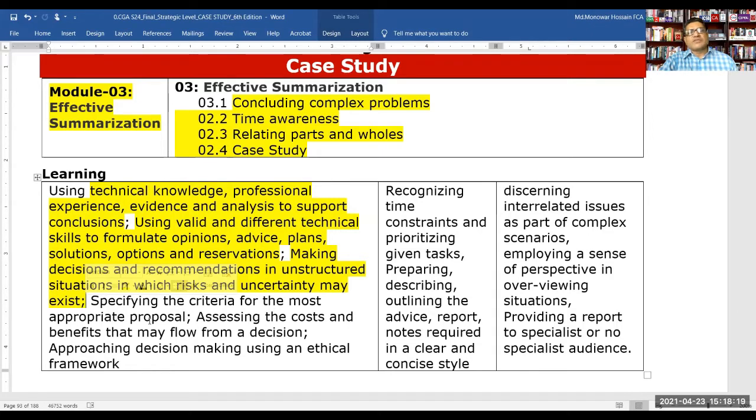assigning the cost and benefit that may flow from the decision, and approaching decision making using the ethical framework also. We have to recognize the time constraint and prioritize the given tasks, preparing and describing outlay, advice, reports, notices, and clearly we have to take different types of style, and we have to describe the interrelated issues within the complex scenario of a case study. This way, we have to complete our case study.